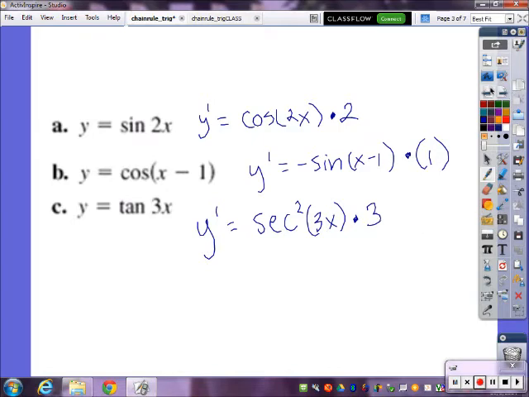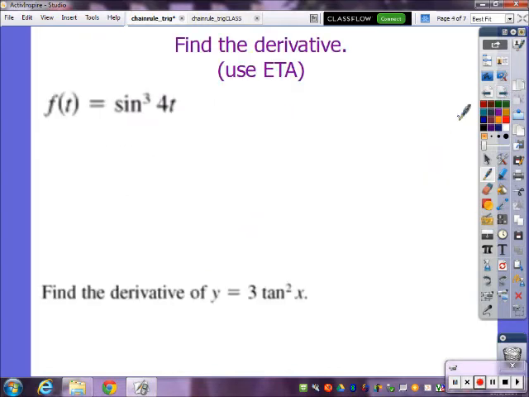Now the tricky ones are those that are chain rule within chain rule. So let's say that we have f of t equals sine cubed of 4t. What I have is this cubed, which is an outer function, making my inner function sine of 4t, which is also a composite function. So I have chain rule within chain rule. And when I took my certification class, our teacher introduced us to the ETA rule.